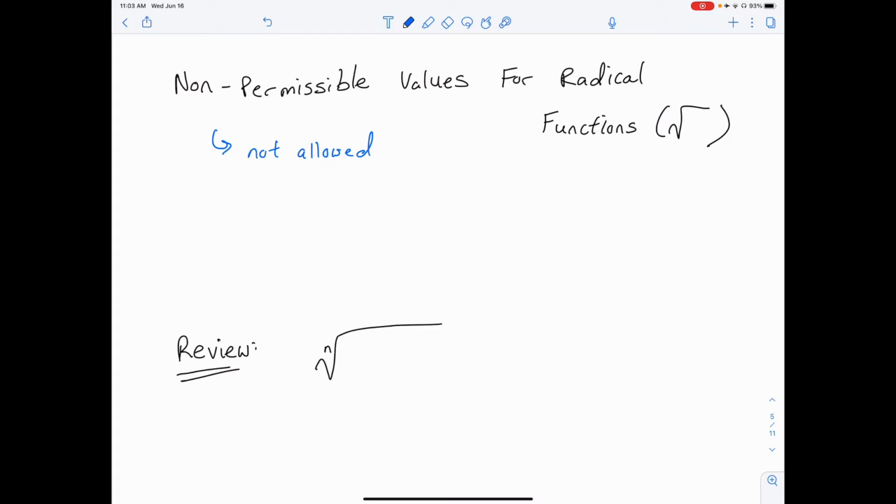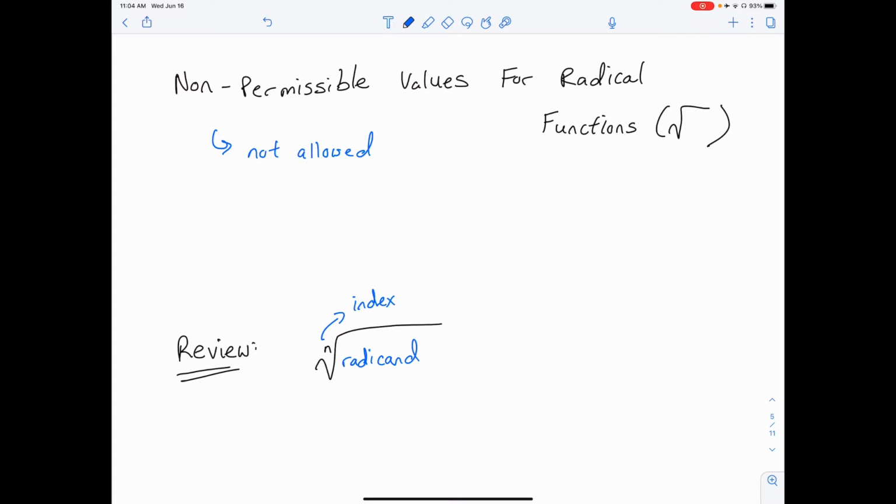So first of all, let's do a little review about radicals. Do you guys remember what this little n here represents, or what it's called? This little number here is called the index. Now the index is very important because that tells us if there's going to be a restriction or not. The stuff inside the radical is called the radicand. And the radicand is going to help us find our NPVs if needed.